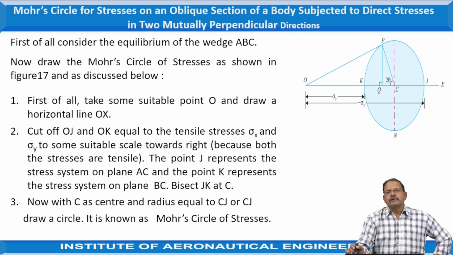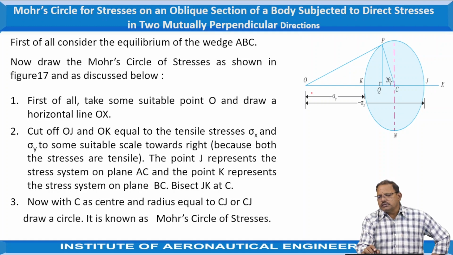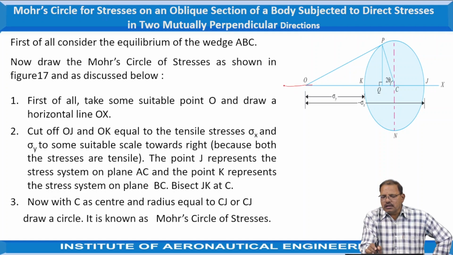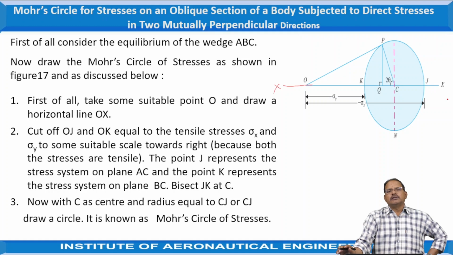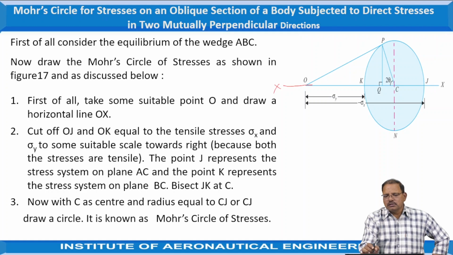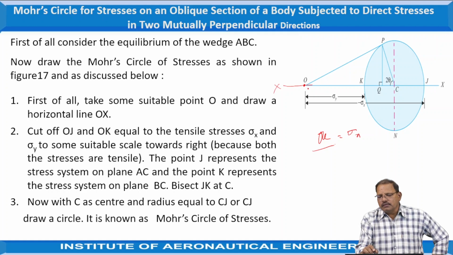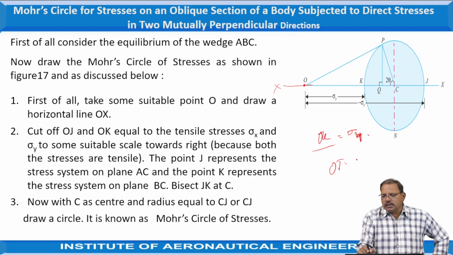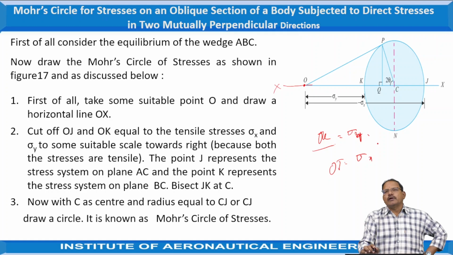Now, according to the Mohr circle, first of all, draw the horizontal line x and x of convenient length. Mark a point O on it. Then represent a length OK, which is equal to the length of sigma y. Similarly, OJ is representing the length of sigma x, as shown in the figure.